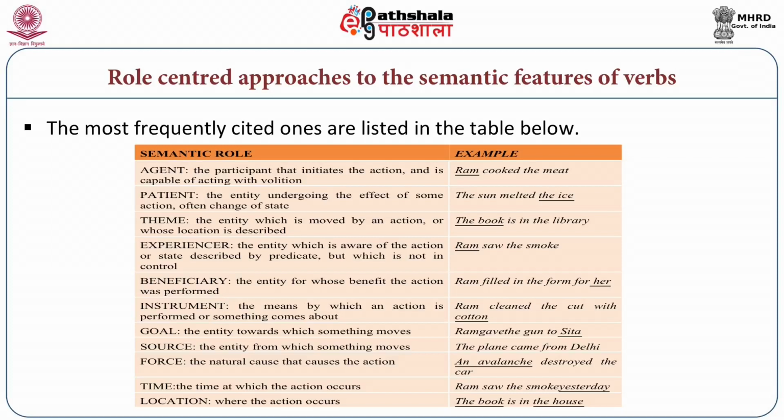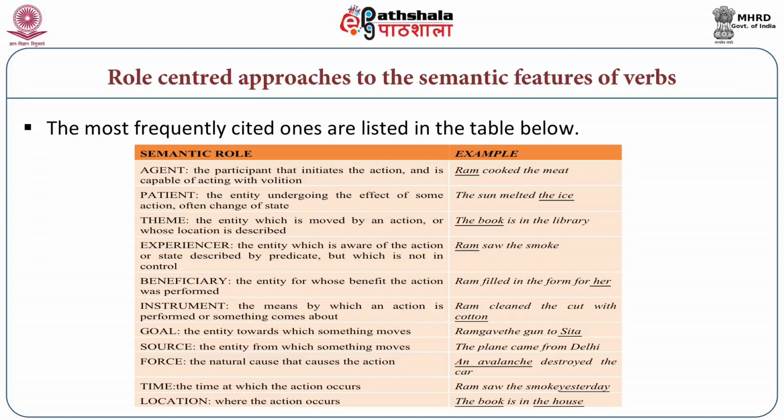Beneficiary is the semantic role that represents the entity for whose benefit the action was performed, as in Ram filled the form for her, where her is the beneficiary. Goal is the entity towards which something moves, as in Ram gave the gun to Sita, where Sita is the goal. Source, the entity from which something moves, as in the plane came from Delhi, where Delhi is the source.